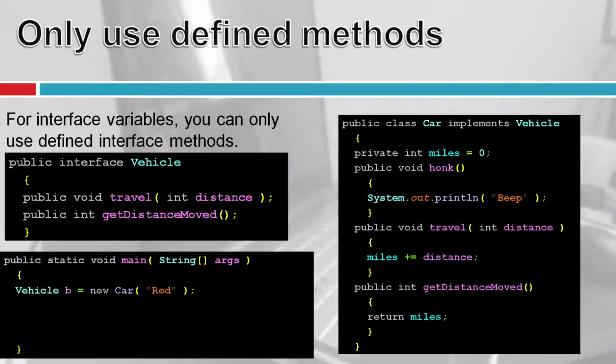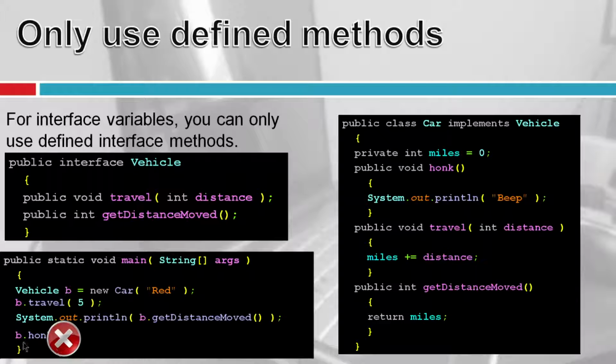So if I do what I said before, I'm going to create a new Vehicle and call it Car. I can call travel and getDistanceMoved because they're defined here. However, you notice in my implementation, Car implements Vehicle, I also have this function honk. Now honk is not part of the Vehicle interface. So even if I am adding a new Car and setting it to vehicleB, I cannot call honk. Once I set it to a variable, I can only use that interface's functions. I can't use the car's function because the compiler at this point only knows that it's a vehicle.